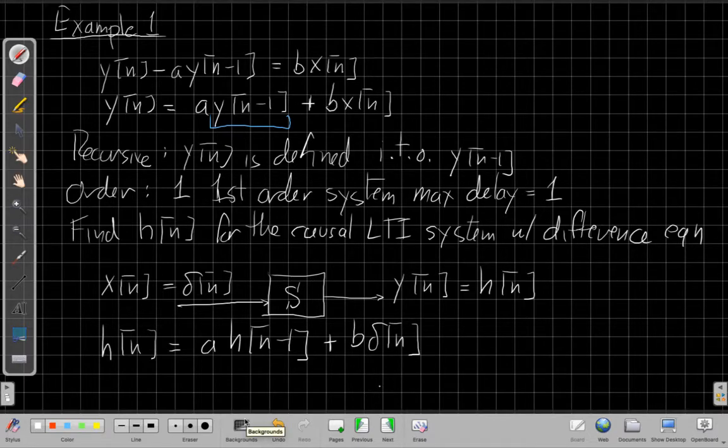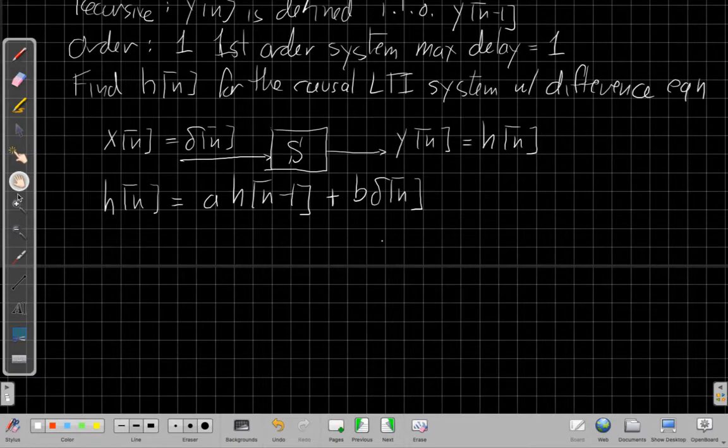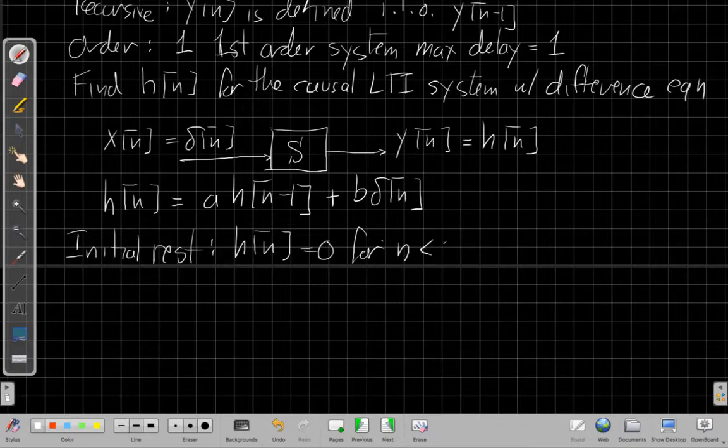And then the second thing is to remember what we saw in the earlier video: to have a linear time invariant system, I need to have initial rest. Initial rest tells me that the output will be 0. My initial conditions are initial rest, which says that h of n equals 0 for n less than 0, because the input x of n equals 0 for n less than 0.